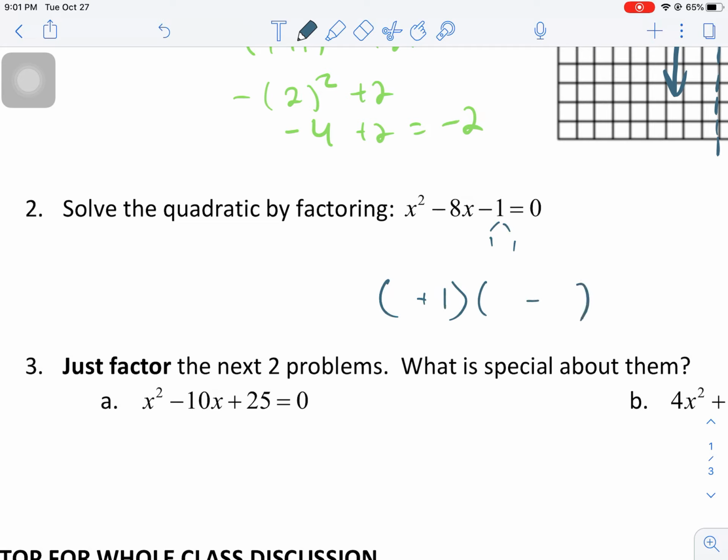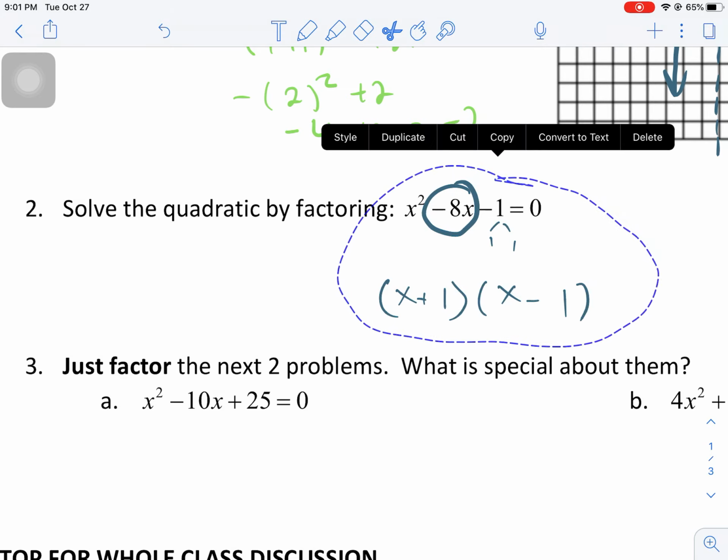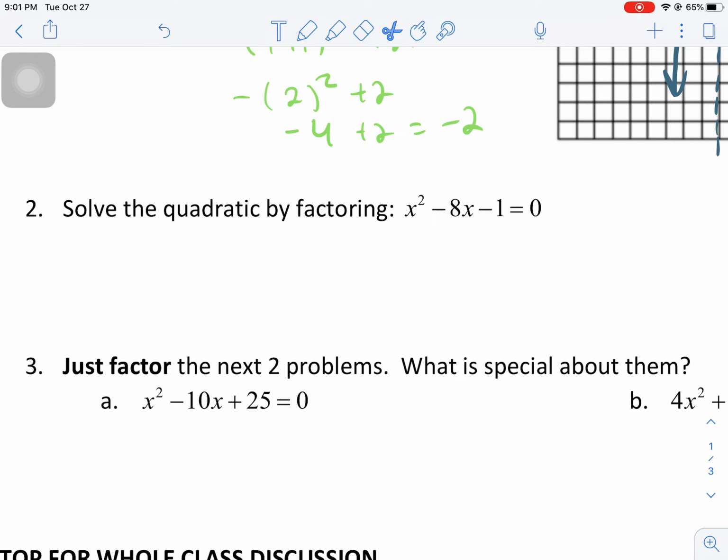Okay, so what's going to be the issue here? Positive 1, negative 1, x and x. We can't even make this problem happen because we can't get negative 8 in the middle. So this is actually a question where we can't even solve this. And that is why we're going to have to do completing the square. Okay, so we cannot solve with factoring here.